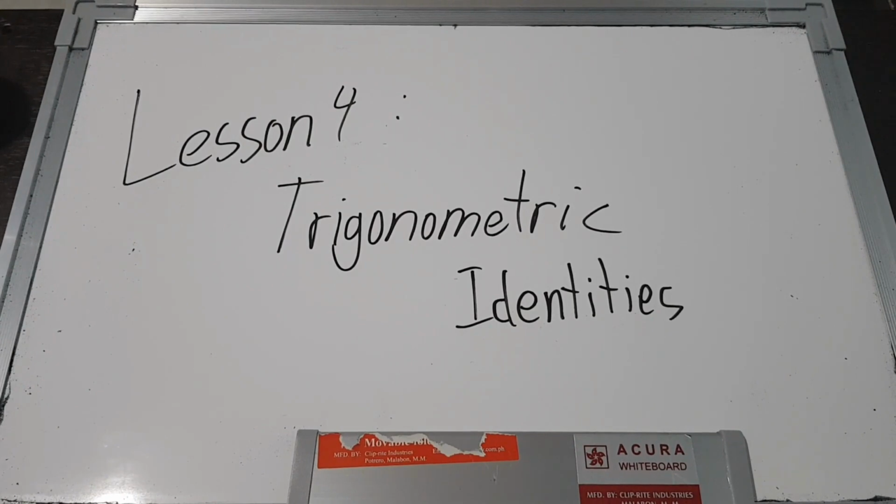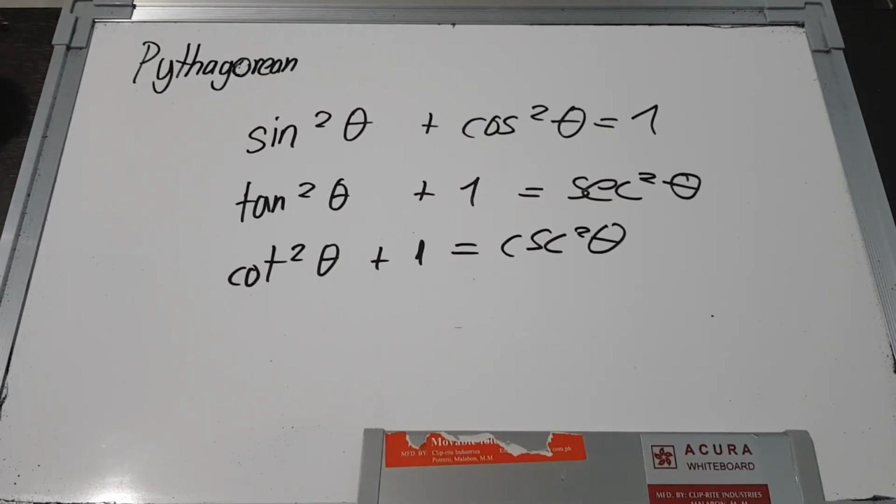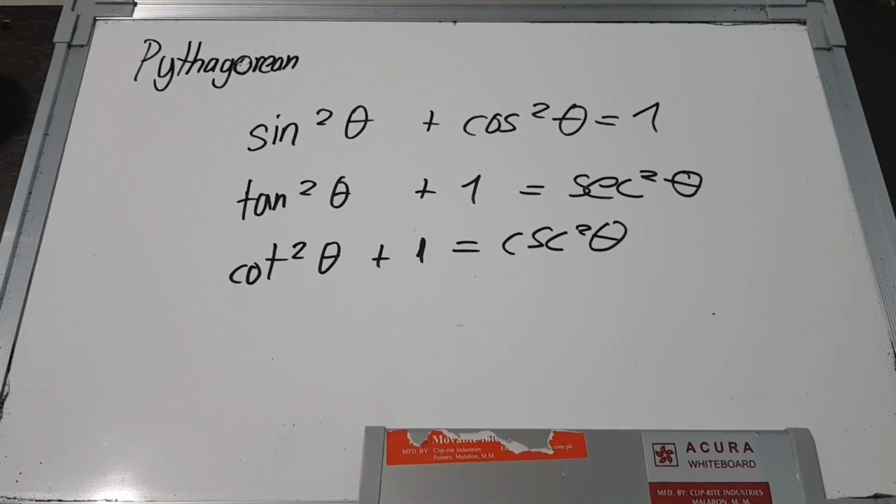Lesson 4, Trigonometric Identities. Trigonometric identities are equations involving the trigonometric functions that are true for every value of the variables involved. Some of the most commonly used trigonometric identities are derived from the Pythagorean theorem, like the following: sine squared theta plus cosine squared theta equals 1, tangent squared theta plus 1 equals secant squared theta, and cotangent squared theta plus 1 equals cosecant squared theta.